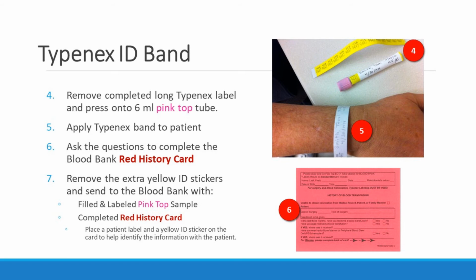So you've completed that type and X label. You pull that sticker off. You place the sticker on the pink top tube. You'll ask the questions to complete a blood bank red history card. There's a picture of that here. Then you remove the extra yellow ID stickers from the patient's armband, type and X band, and you send it to the blood bank with the filled and labeled pink top sample. So what will come down to us will be in a double bag, that pink top sample, the extra yellow type and X labels, and the red history card filled out.